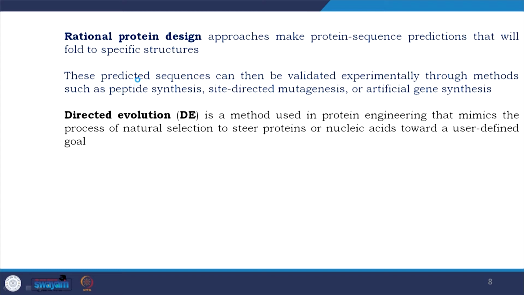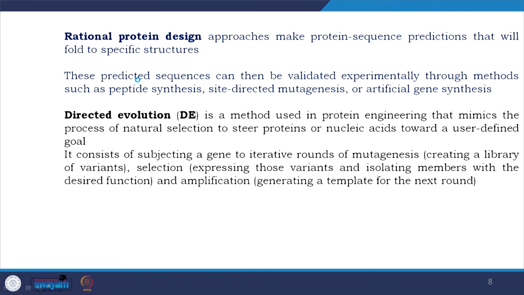Directed evolution (DE) is a method used in protein engineering that mimics the process of natural selection to steer proteins or nucleic acids toward a user defined goal. As I told, it is a mimic of the process by which nature creates and maintains all the living organisms.